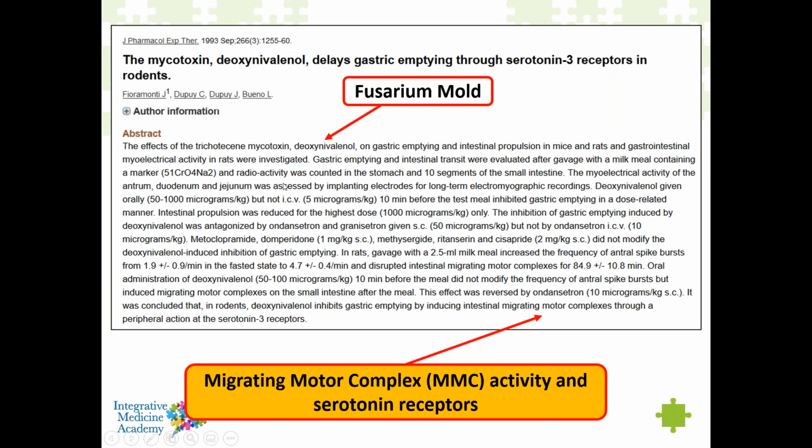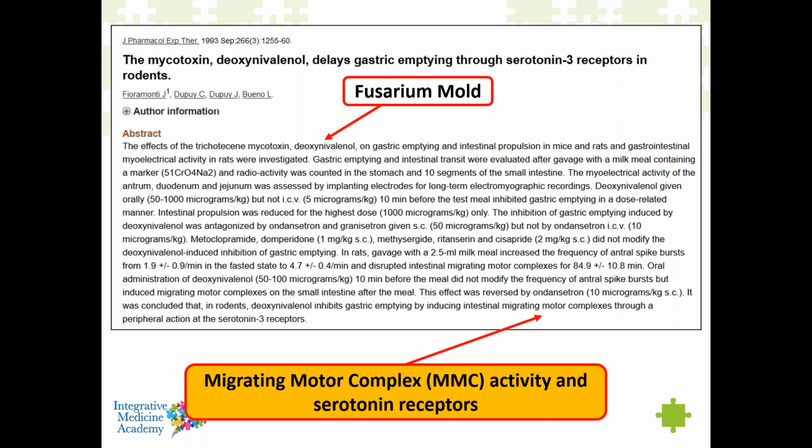And why we believe this is really important is that some of these mycotoxins will interfere with normal function of the migrating motor complex. In fact, this mycotoxin called deoxynivalenol is produced by Fusarium mold.